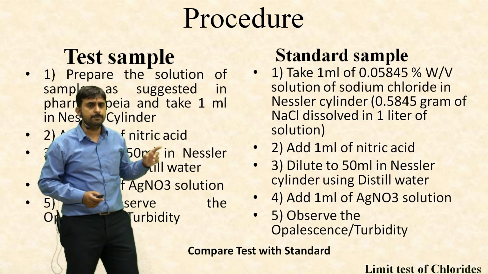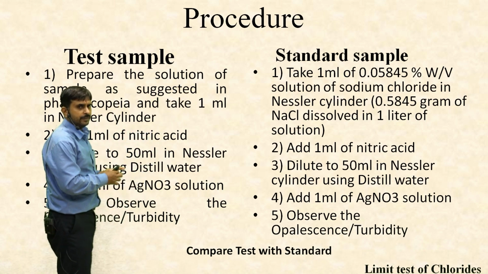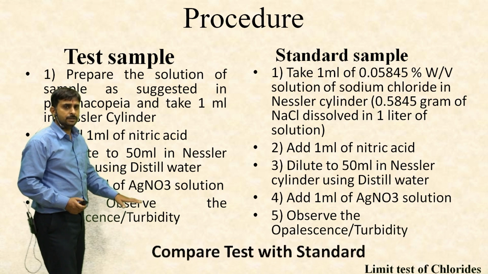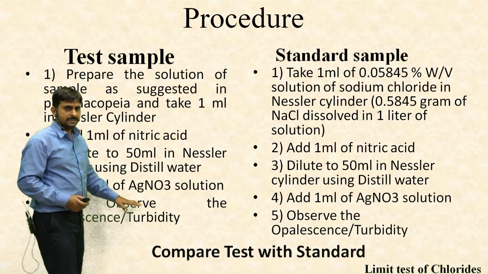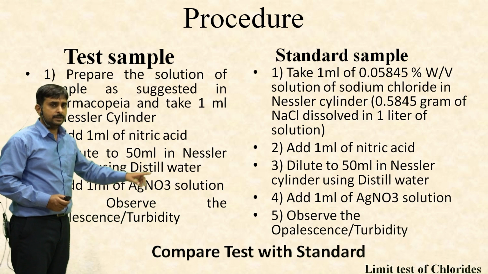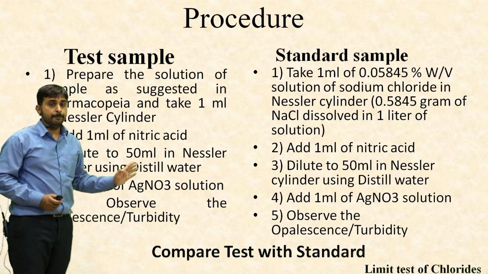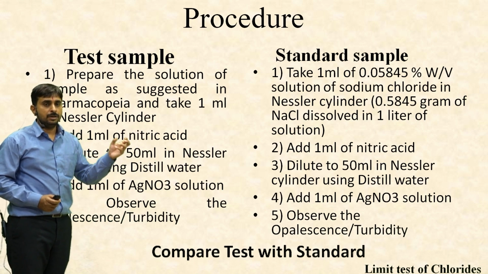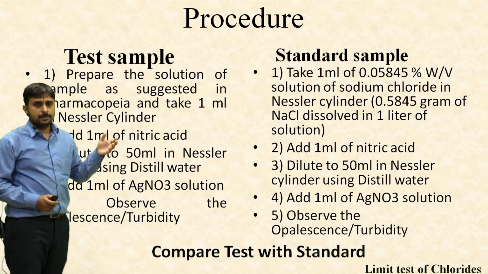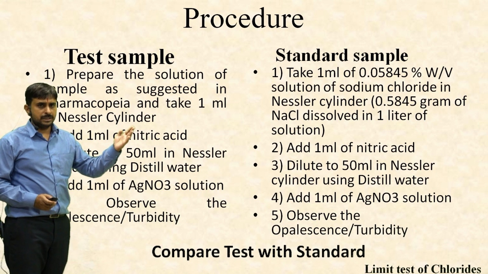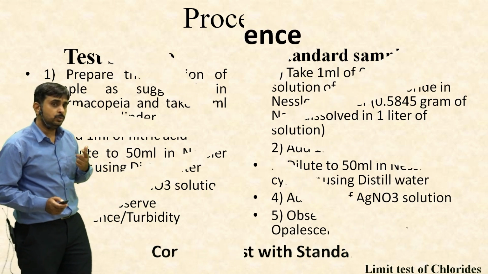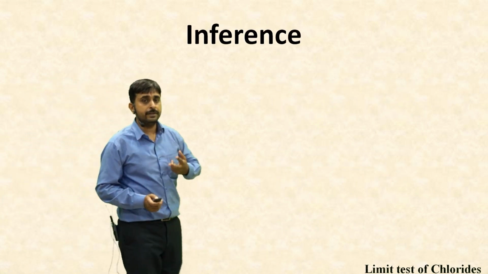We are having turbidity in both the solutions. For example, I will come to that. We are having turbidity in this particular test sample and also in the standard sample. We will compare the intensity or darkness of the turbidity, how turbid it is, between the test sample and standard sample. And we are having two different inferences.